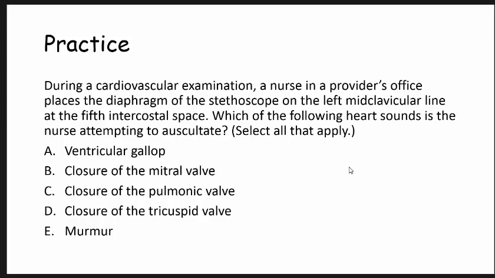Okay, so we are placing the diaphragm of our stethoscope on the left midclavicular line, the fifth intercostal space. So which of the following heart sounds are we attempting to auscultate? So we're at the fifth intercostal space with our bell. Should we hear a ventricular gallop? No, we should not. At that spot, we can auscultate the closure of the mitral valve.